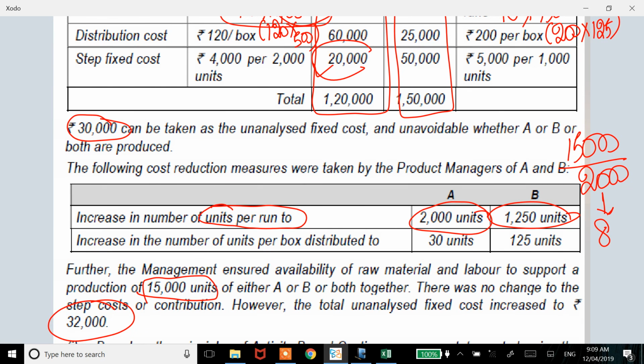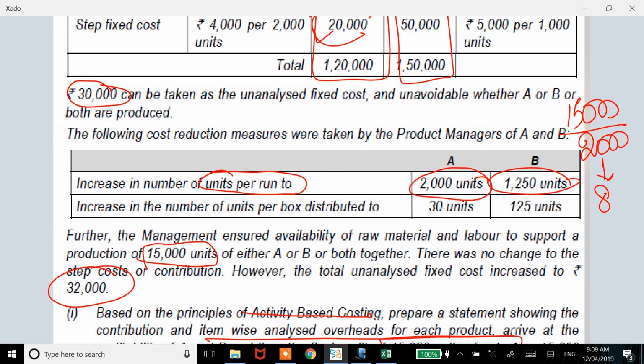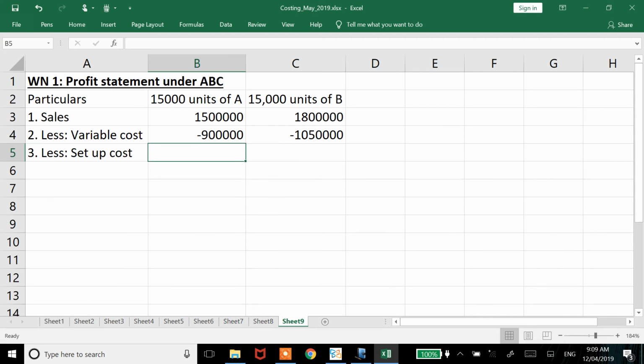Earlier it was 10 into 4,000. In place of 10, now it has to be 8. Have they mentioned anything about the setup cost per run changing? Any data point which says the setup cost is going to increase or decrease? If nothing is mentioned, it will become 8 into 4,000. Earlier it was 10 into 4,000. Technically it is 7.5, but I cannot write 7.5, so I am writing 8 into 4,000.